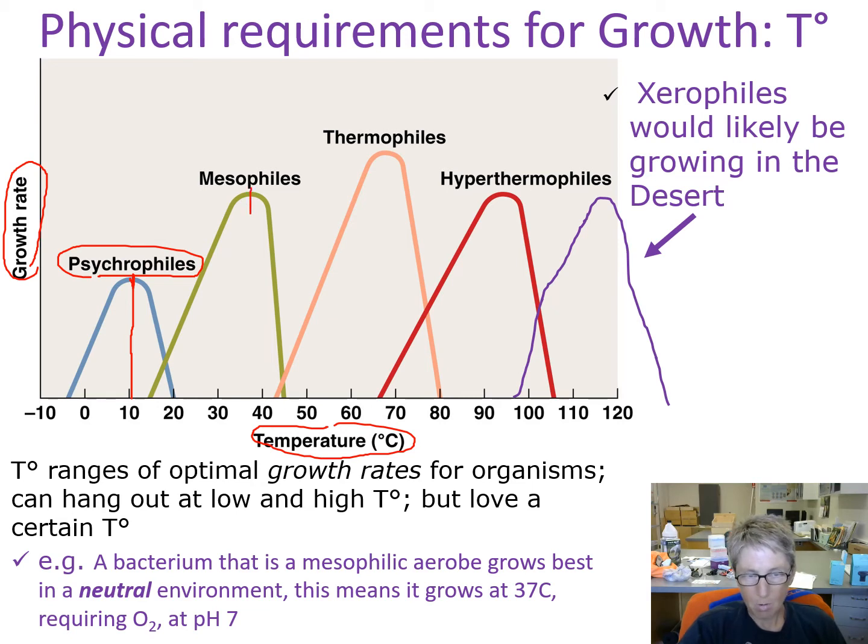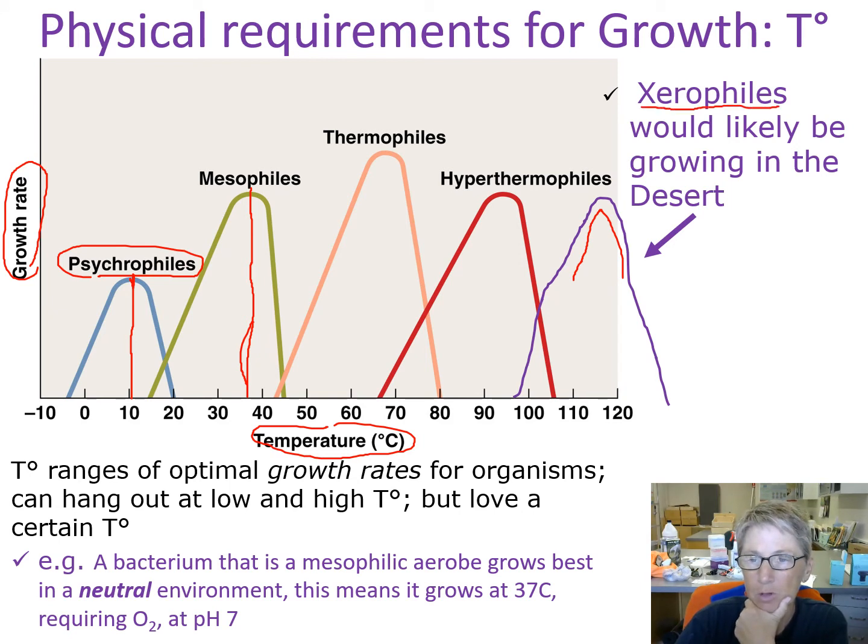Mesophiles grow at about 37 degrees C, which is our body temperature. So mesophiles will grow in us. And then you have thermophiles, hyperthermophiles, and then I drew in this part of the graph because they didn't have it on this cartoon. But there are microbes called xerophiles, and you would likely find those growing in the desert. So I could have made this peak over here a little bit more, for how hot the desert gets.